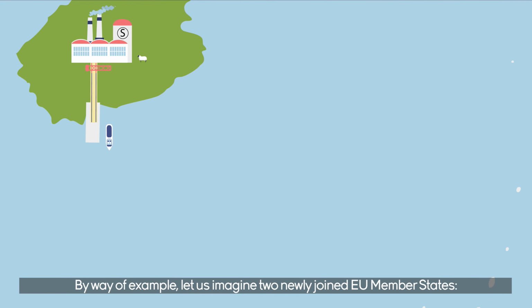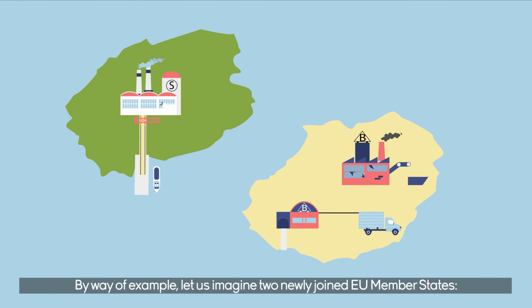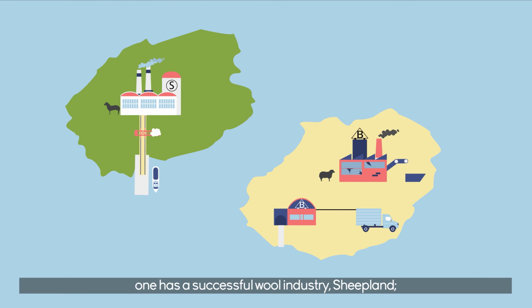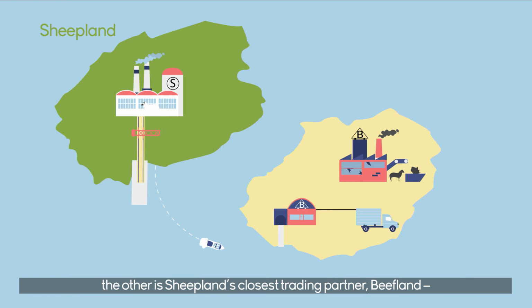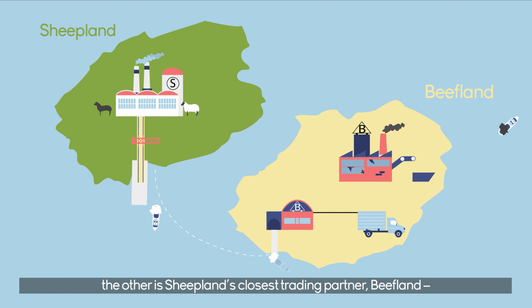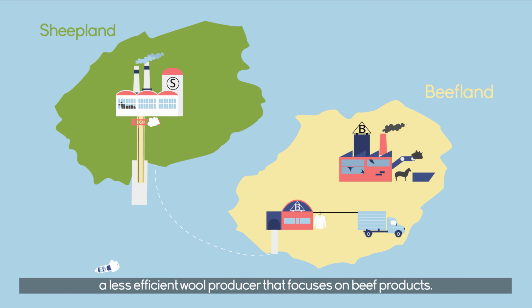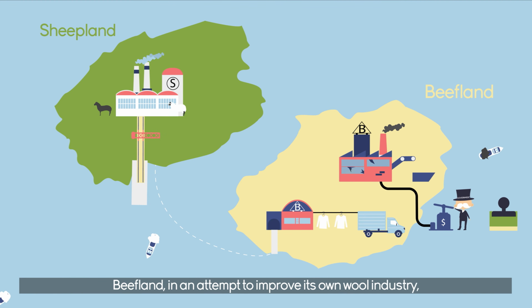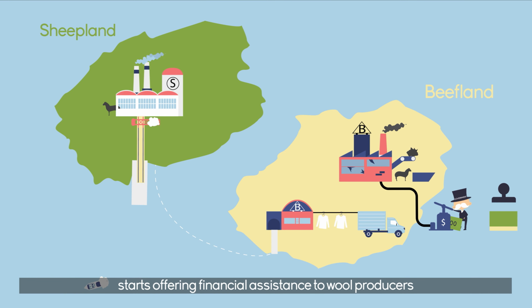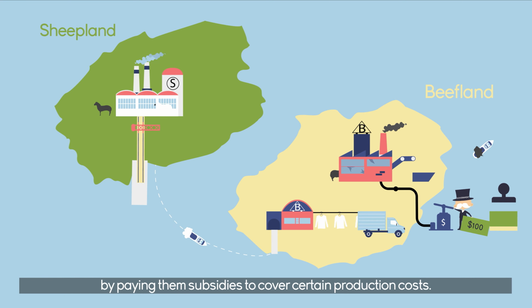By way of example, let us imagine two newly joined EU member states. One has a successful wool industry, Sheepland. The other is Sheepland's closest trading partner, Beefland, a less efficient wool producer that focuses on beef products. Beefland, in an attempt to improve its own wool industry, starts offering financial assistance to wool producers by paying them subsidies to cover certain production costs.